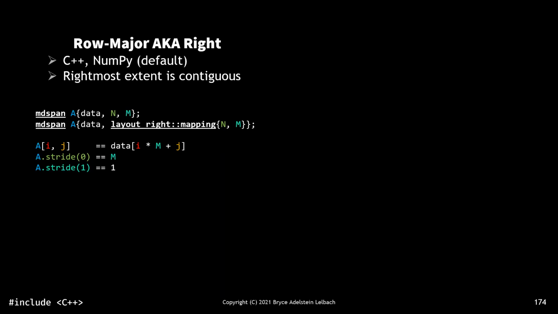The 2 most common layouts are layout right and layout left. With layout right, the rightmost extent is contiguous, meaning its stride is 1, and strides increase right to left as the product of extents. This is the layout for C++ built-in arrays and NumPy. It's also the default for mdspan.